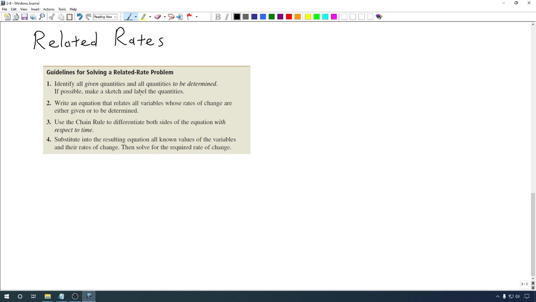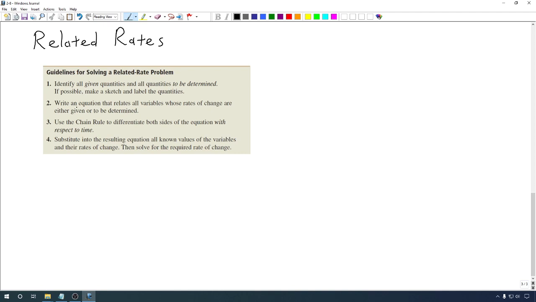If it's a more geometrical problem, maybe a real world example where we're dealing with distances and things like that, it can be helpful to draw a picture. I mean, that's frequently the case in word problems. Pictures are pretty useful.